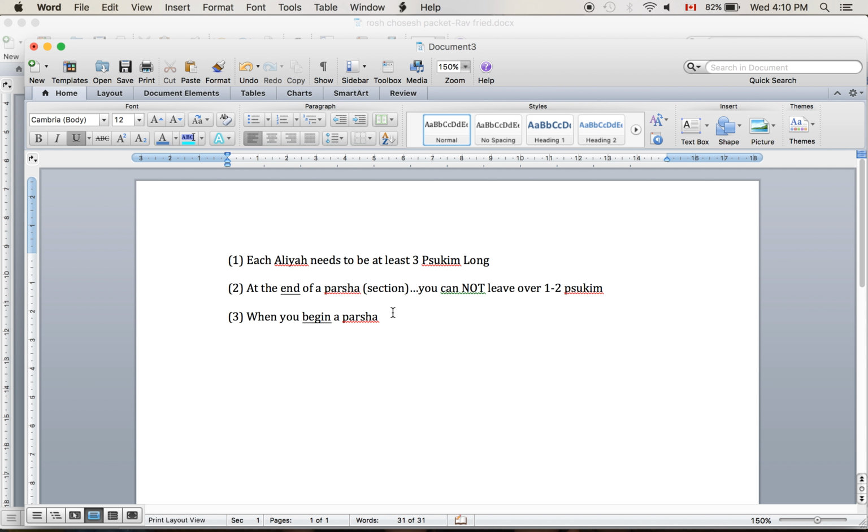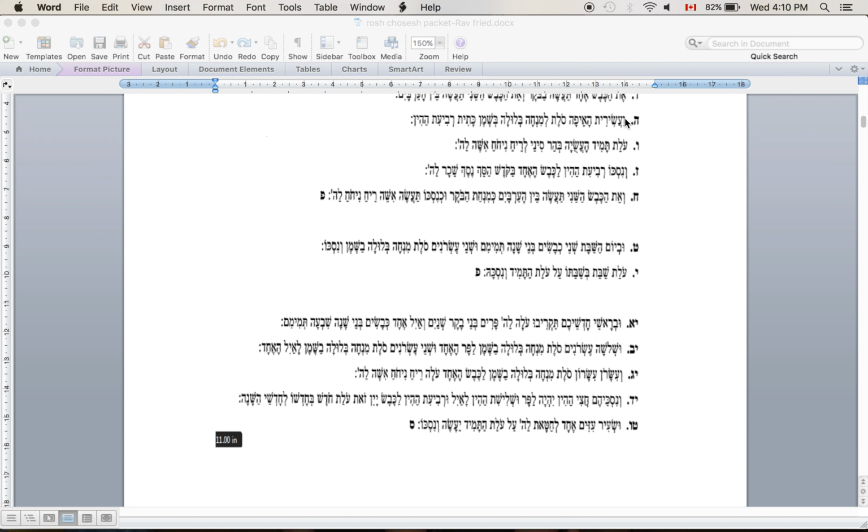Each aliyah needs to be at least 3 psukim long. At the end of a section, you cannot leave over 1 to 2 psukim. And when you begin a parsha, when you begin a new section, you must read at least 3 psukim from that new section. Okay, all of this we said outside in class yesterday, but now you see it inside. And hopefully you've summarized that nicely on your summary sheet.